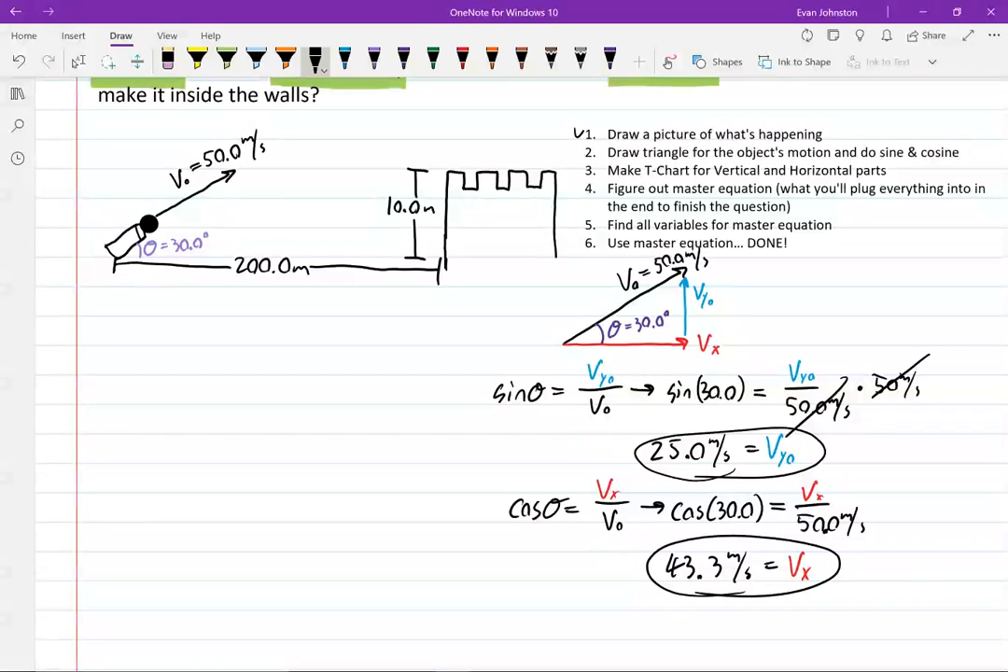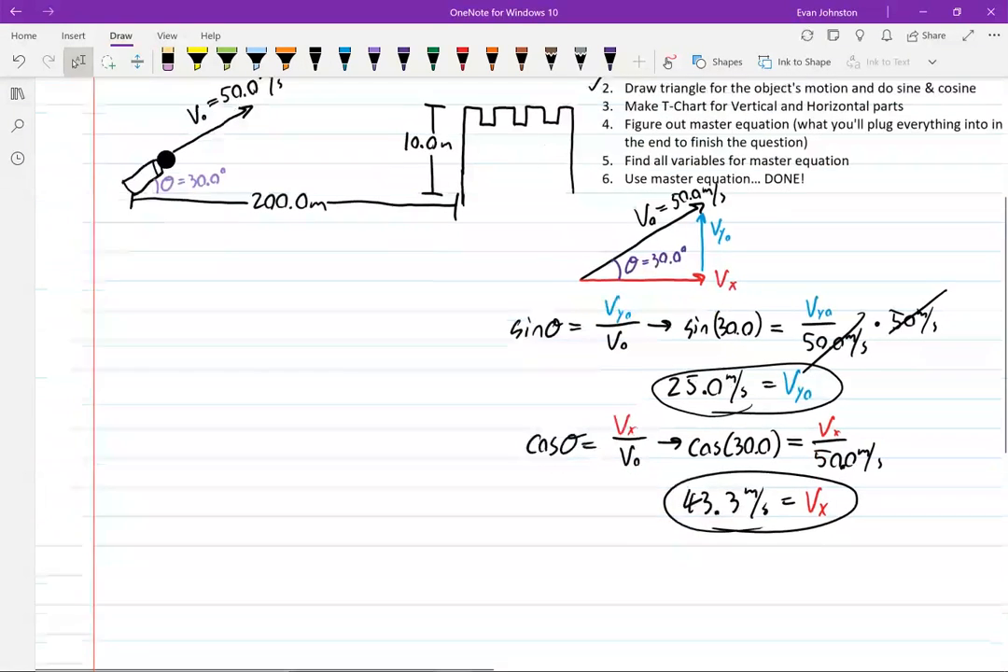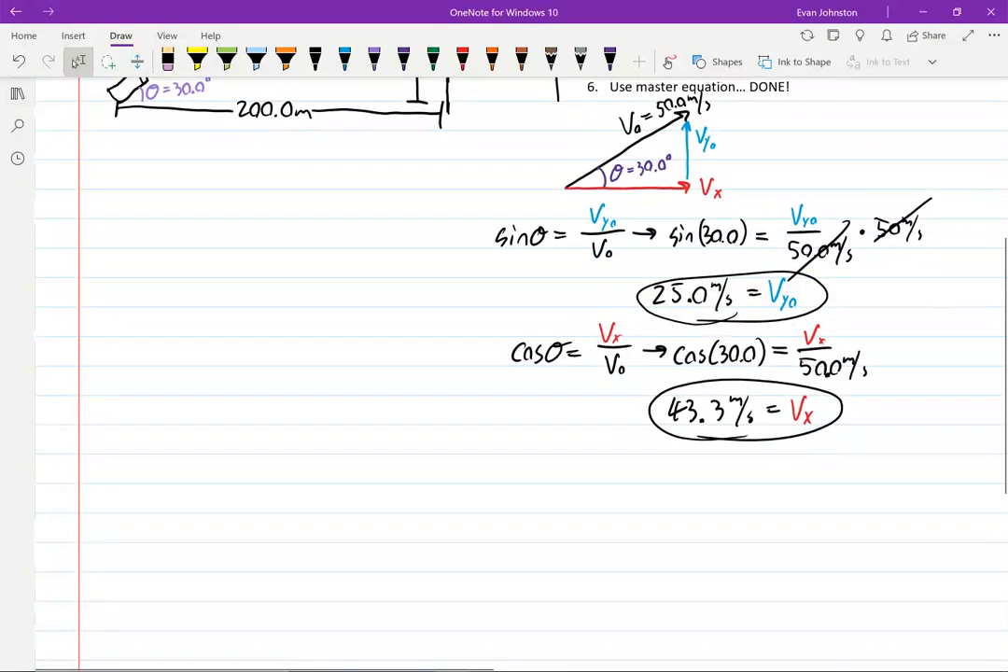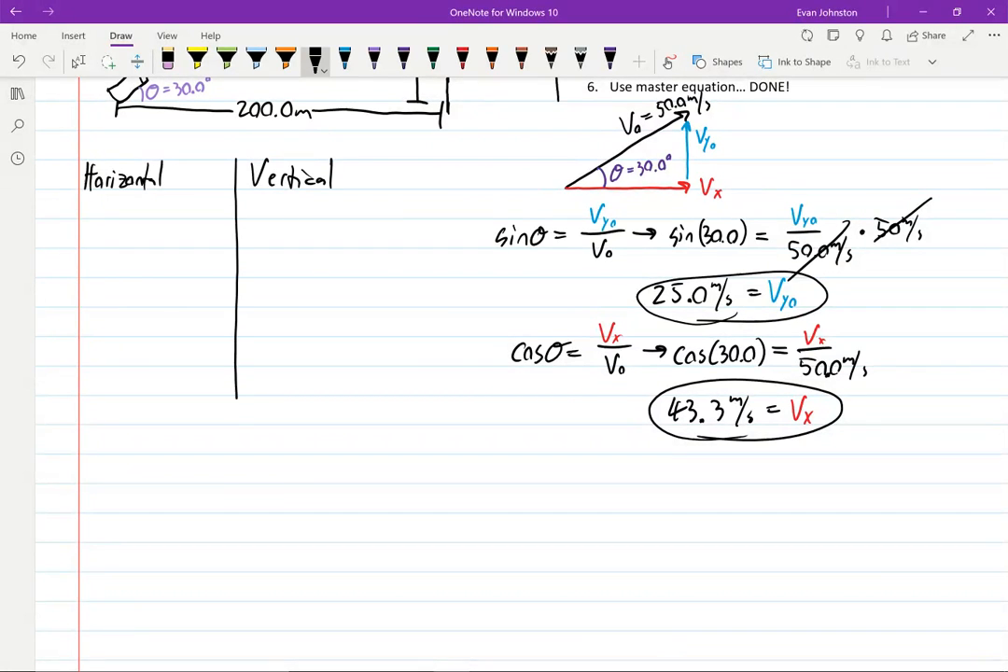So we've done step 1, we've done step 2, we've done sine, we've done cosine. Now we've got to make that T chart. So I have some space here, so I'm going to say that this is my horizontal side. This will be my vertical side. I'll split it a little longer down the middle this time. You can always add a little more.